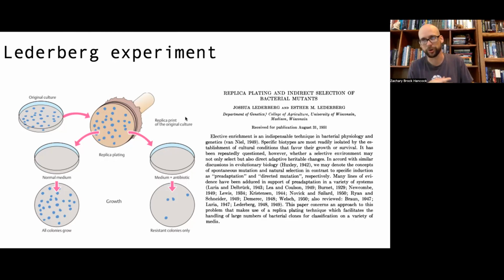And that's exactly what the Lederbergs found. They found that the same colonies that survived the initial plating into the new antibiotic medium were the ones that survived back on the original culture, indicating that they possessed some kind of variation for antibiotic resistance before they were ever exposed to it. And so experiments like this led many of the modern synthetic thinkers to view mutations as, again, providing the raw material for evolution that natural selection would then act upon.